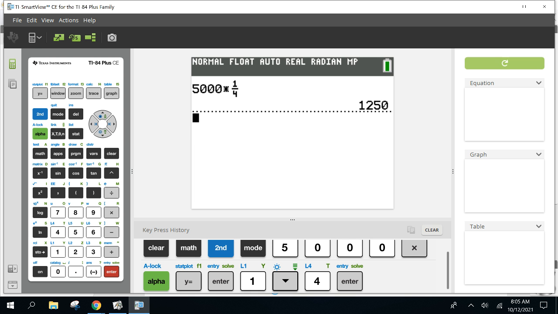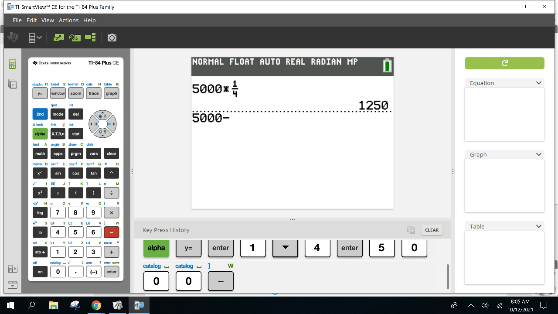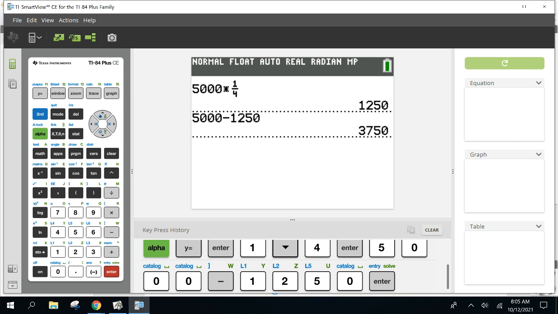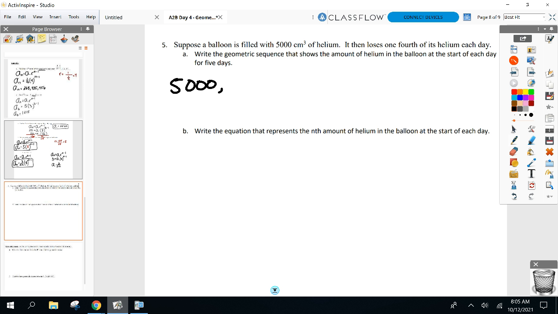Okay, here's the thing though. Anybody want to tell me why my next term's not 1250? That's how much. Elizabeth? That's how much we're losing, right? We lose 1/4, so we just lost 1250. So how can you show me how much is left in the balloon on day 2? Subtract it from, so 5,000 minus 1250. I'll actually have, that's my second term, 3,750 cubic centimeters.